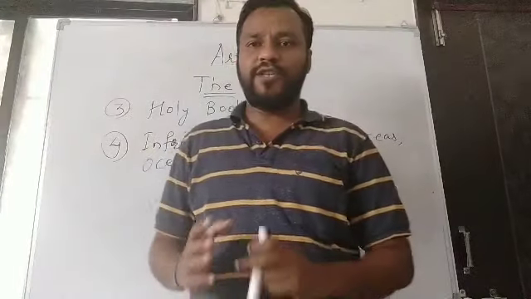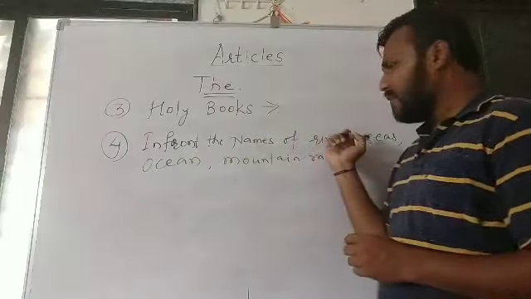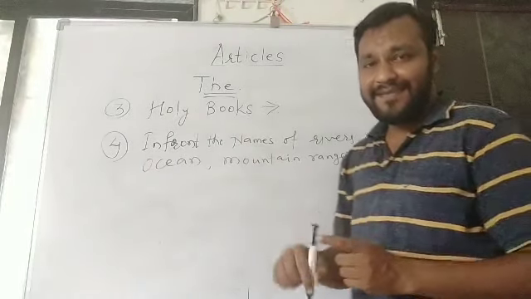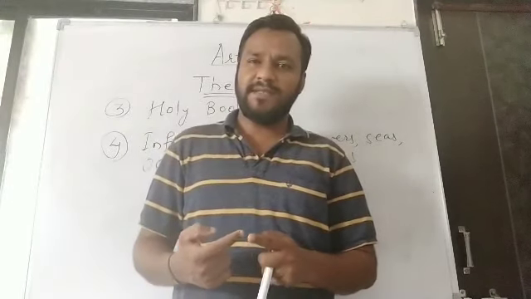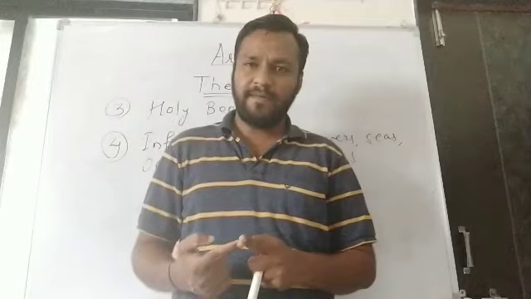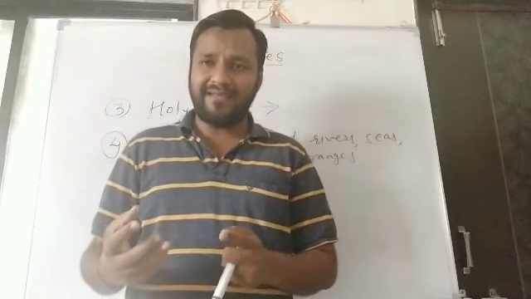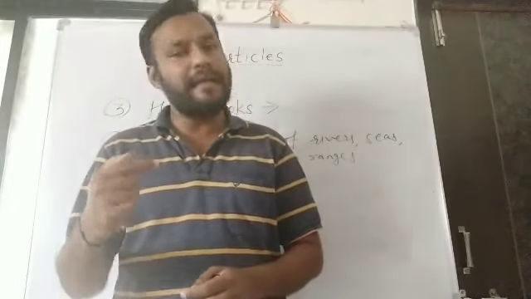Friends, article the is used in front of the name of river, sea, ocean, mountain ranges. Isn't it? I will repeat it once again. In front of the names of rivers, the Ganga, the Yamuna. Getting? These are the names of rivers. So in front of their names, we have to use article the.